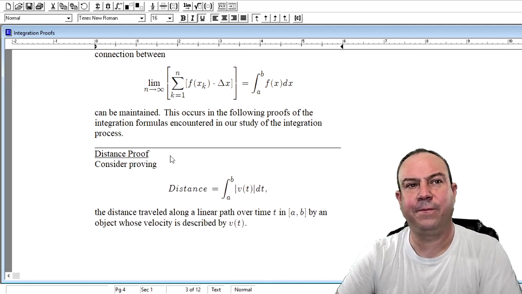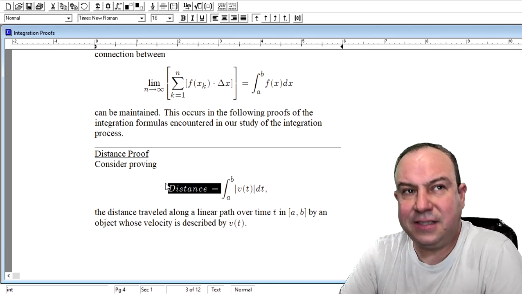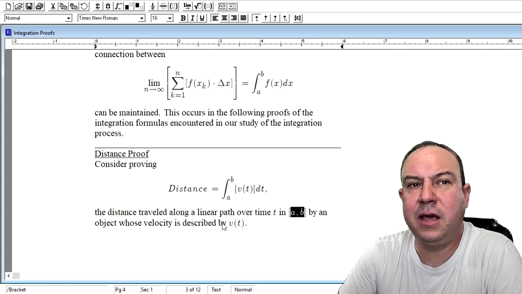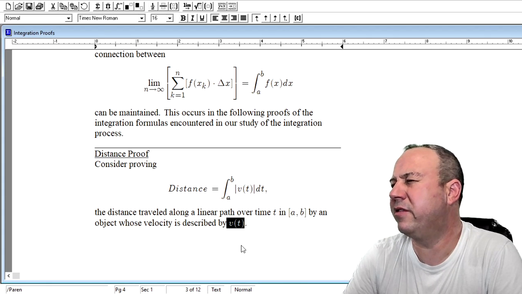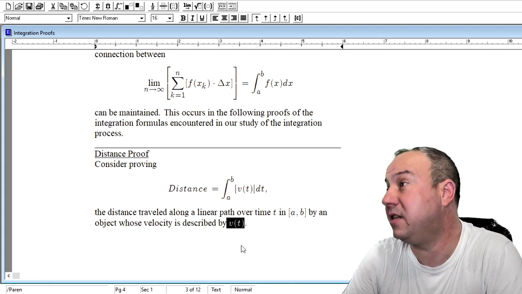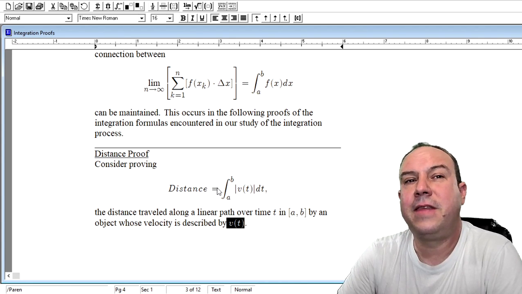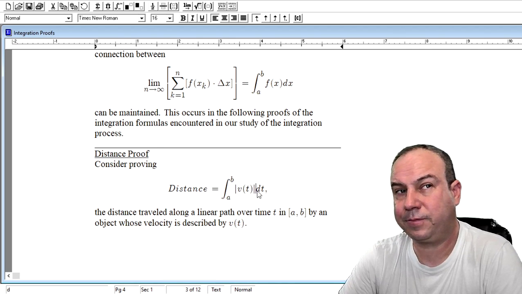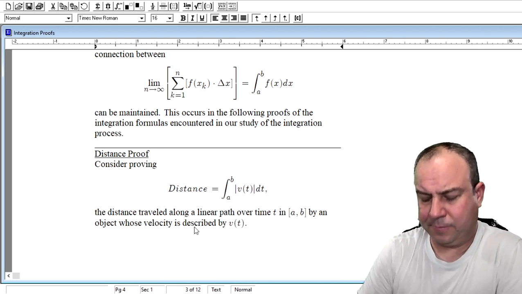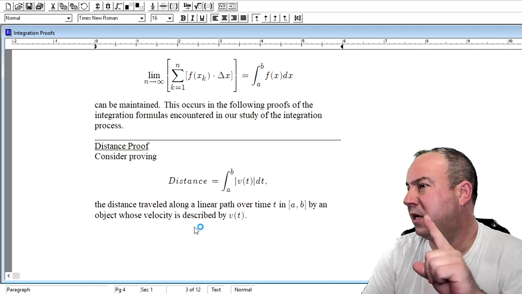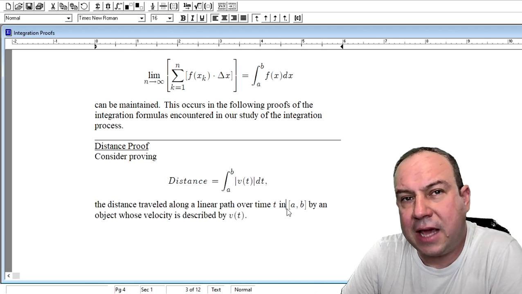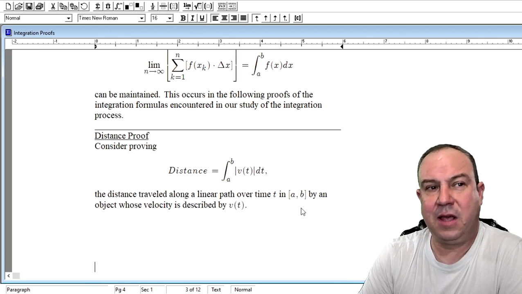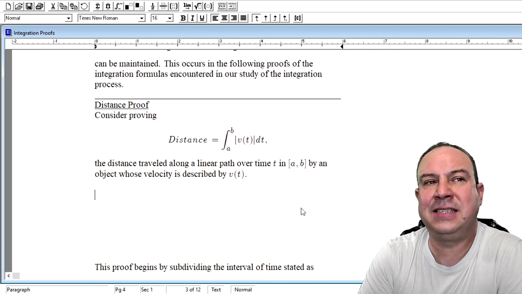And consider proving that when we calculate distance along a linear path over time t in the interval from a to b, given the description of the velocity v of t, that it is just the integral from a to b of the magnitude of v of t dt. Let's consider proving this formula. The way we begin is a lot like how we begin the net area calculation. We take this interval of time from a to b and we subdivide it into n subintervals of time.